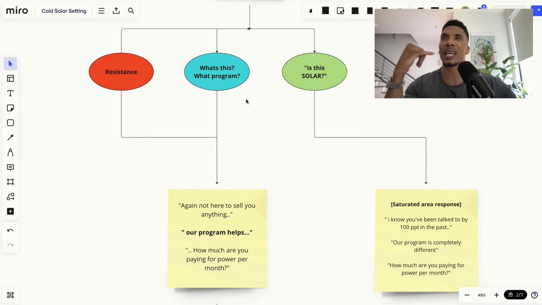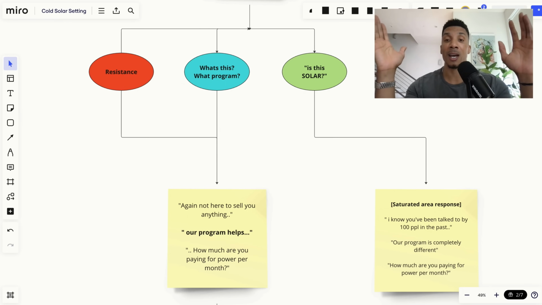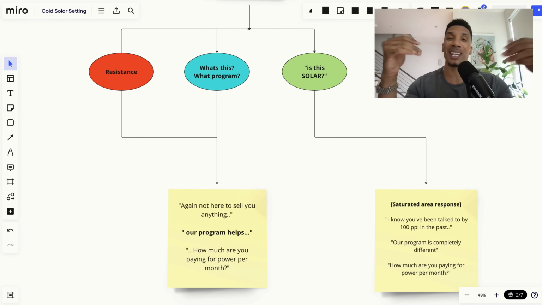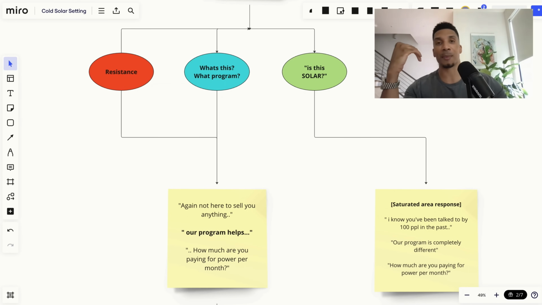If we get anyone who's like, hey, man, what program are you talking about? Like, what is this again? Perfect. Hey, first of all, not here to sell you anything again. Our program just helps reduce or eliminate the surcharges on the utility statements that a lot of homeowners in your area have experienced by switching over to some renewable energy solutions in our program. But hey, man, I don't want to waste your time. You might not be a good fit for solar at all. But by the way, how much are you typically paying for your power per month?